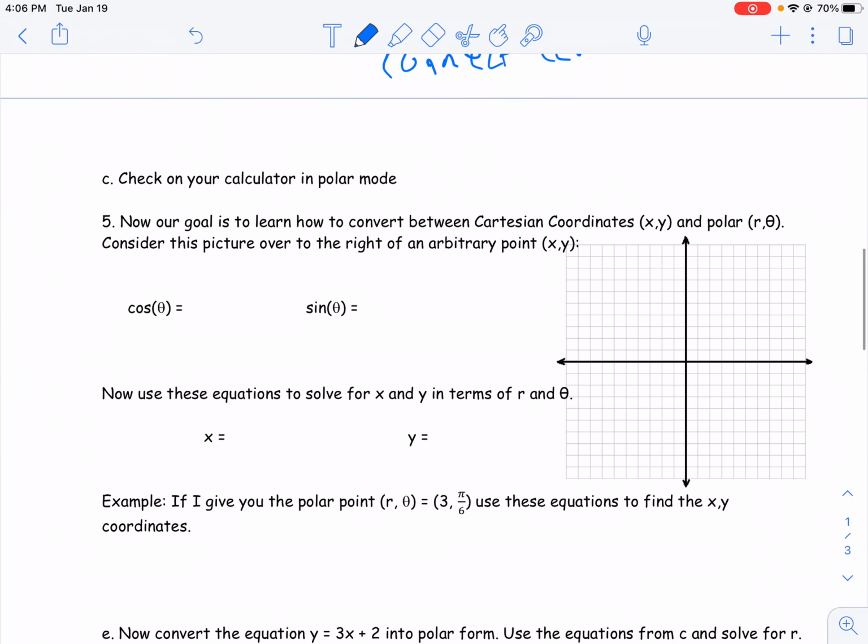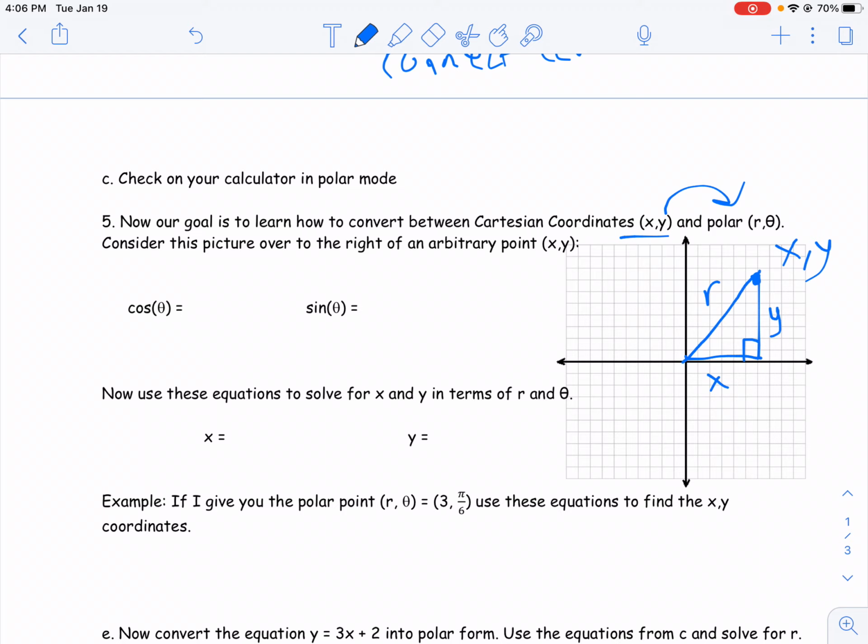Let's talk about converting. So if you have an X and a Y, how do you get to an R and a theta, or vice versa? If you have some point, let's just call the point here X, Y, you could go out to the point by going X units over to the side and then Y units up. Now, R is the distance from the origin. So R is just that straight line distance, and of course that turns out to be the hypotenuse of the triangle.